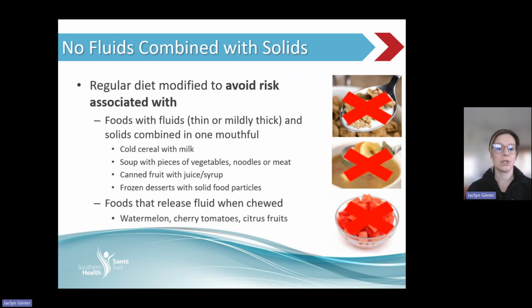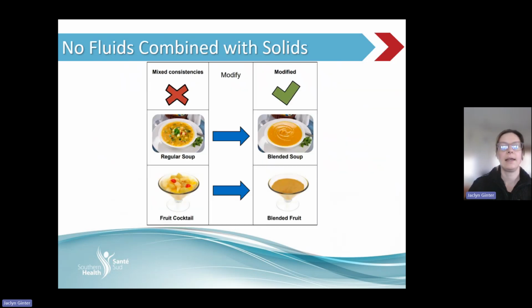Canned fruit with juice or syrup is a mixed consistency, and so would be frozen desserts with solid food particles. If you think of a Dairy Queen Blizzard, the ice cream is a thin fluid when it melts, and the Oreo pieces are a solid, so that would be a fluid combined with a solid. We also include foods that release a lot of fluid when chewed, like watermelon, cherry tomatoes, or citrus fruits.